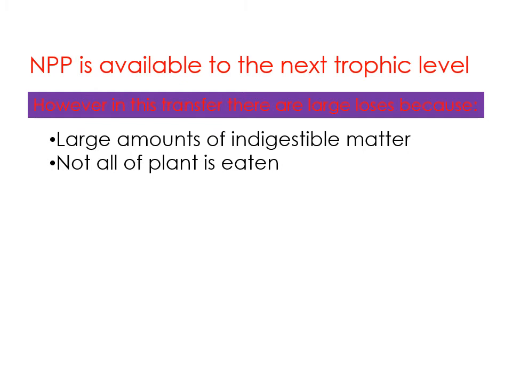Not all the plant will be eaten. This is better in aquatic ecosystems. If it's algae floating in water, then that might not be a reason in that particular context for the energy to be lost, because the fish can eat the whole of the algae. But for a lot of terrestrial ecosystems, the plant might have a root system that's not accessible to be eaten, or there might be spines, bits of the plant that are not edible.